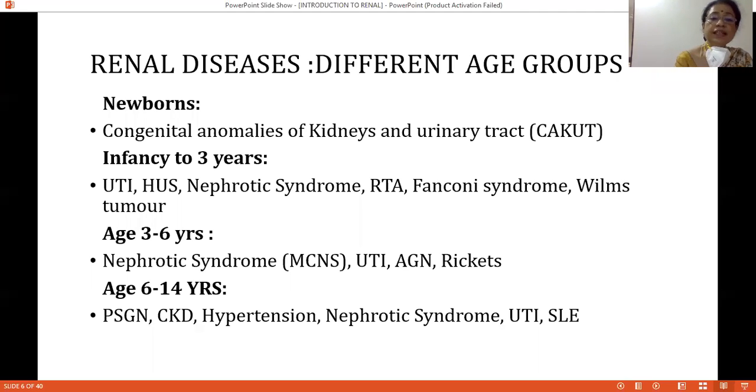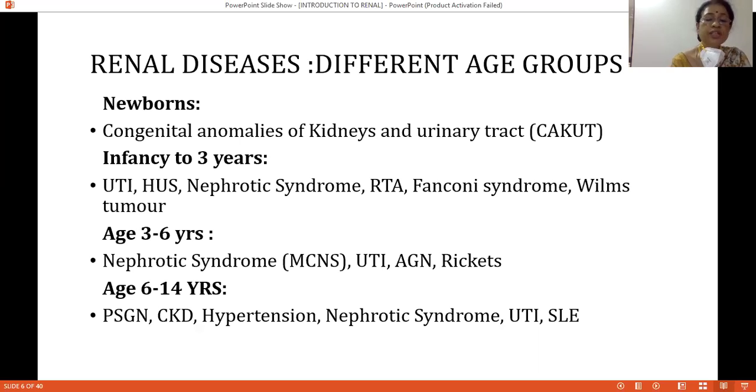Now you come to renal diseases in different age groups. In a newborn, always suspect CAKUT. CAKUT means congenital anomalies of the kidney and urinary tract; by birth the child has some abnormalities in the kidney. Then in infants up to 3 years, the most common is UTI, urinary tract infection. You may get HUS, hemolytic uremic syndrome, because dysentery and diarrhea are common during this period.